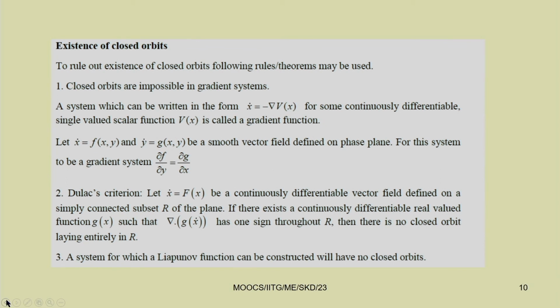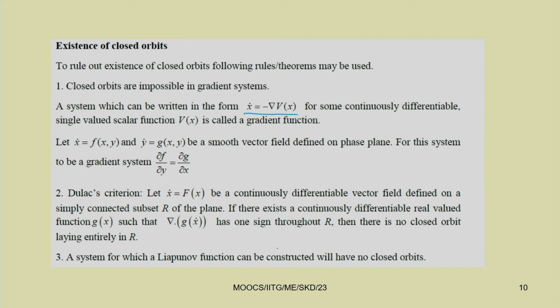To rule out the existence of a closed orbit, the following rules or theorems may be used. Closed orbits are impossible in gradient systems. You should note that closed orbits are impossible in a gradient system, a system which can be written in this form: x dot equal to minus del V(x) for some continuously differentiable, single valued scalar function V(x). It is called a gradient function. So, let x dot equal to f(x, y) and y dot equal to g(x, y) be a smooth vector field defined in the phase plane.